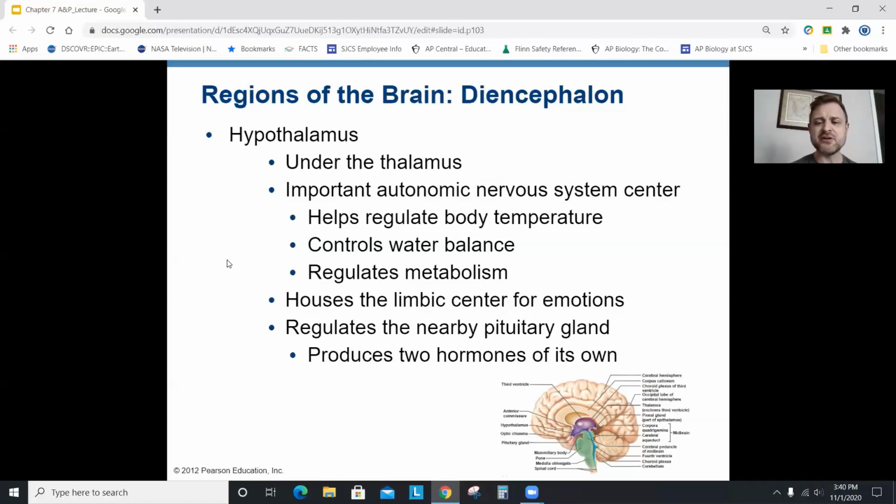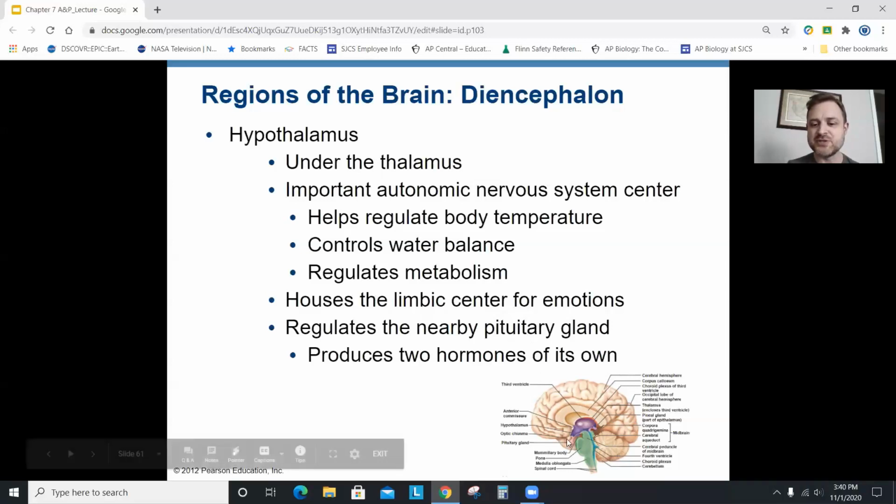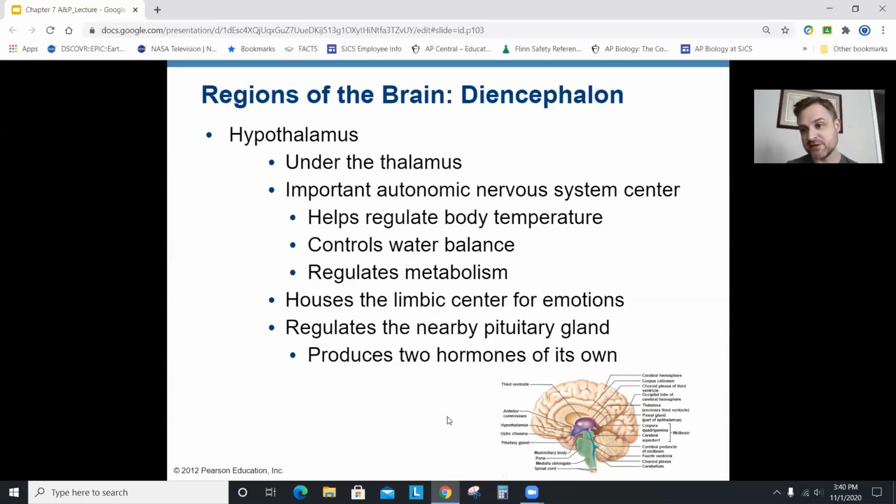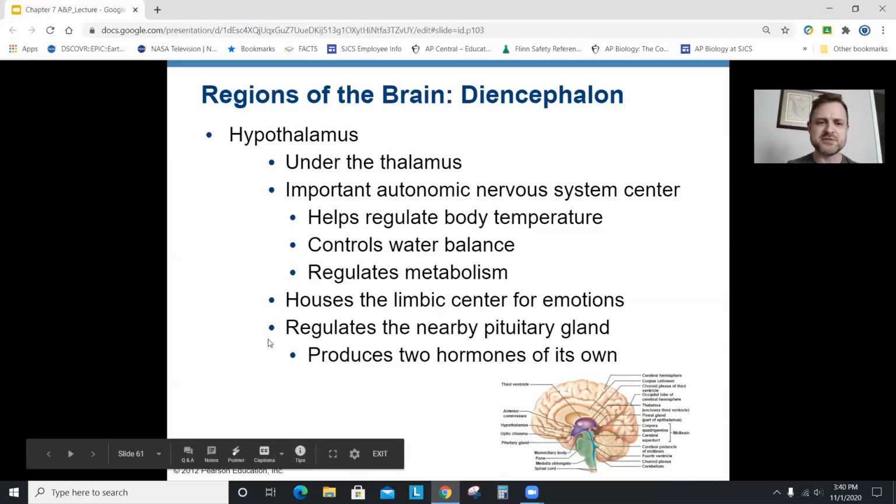And like I said earlier, hanging down from the hypothalamus is a gland called the pituitary gland. It's this sort of pink one right here. The pituitary gland produces many different hormones that regulate your body's functions. The hypothalamus also produces a couple of hormones, but it directly regulates the pituitary gland. It can kind of dial it up or dial it down for the different hormones that it produces.